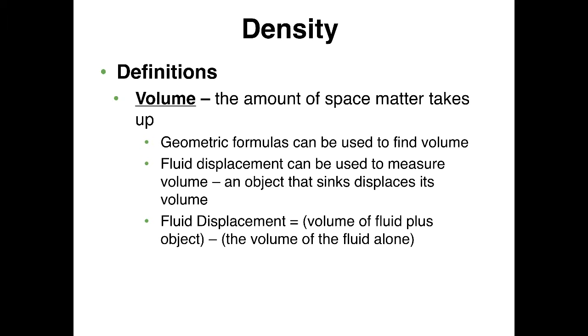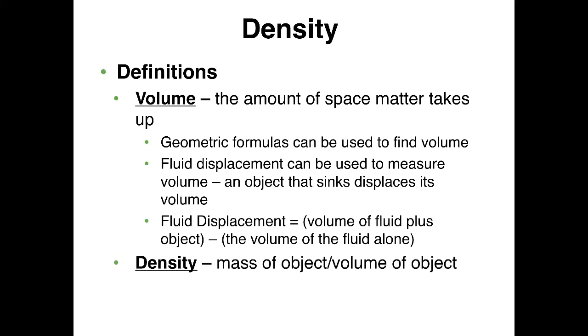Fluid displacement equals the volume of fluid plus the object minus the volume of the fluid alone. So whatever is displaced represents the volume of the object. Density is the mass of the object divided by the volume of the object. So D is equal to M divided by V. In this case, rho is a Greek letter that's commonly used to represent density. M is mass, and V is volume.